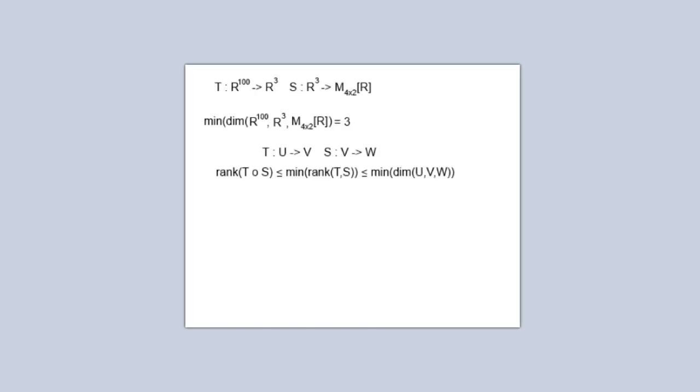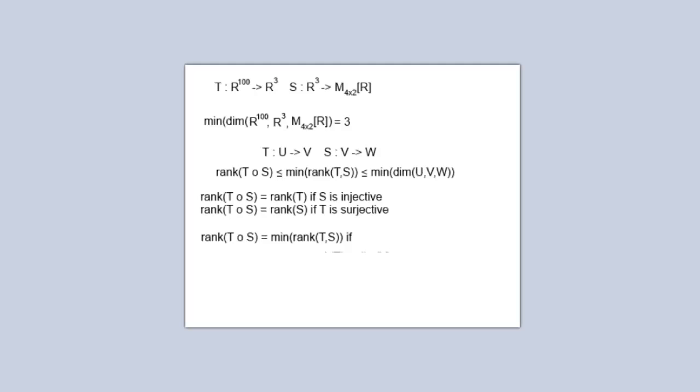To specifically calculate the rank of T composed with S, it is equal to rank of T if S is injective. It's equal to the rank of S if T is surjective. And if that doesn't narrow it down, it is equal to the minimum between the rank of S and T if the rank of T is equal to dimension V or the rank of S is equal to dimension V, which is the middle dimension.